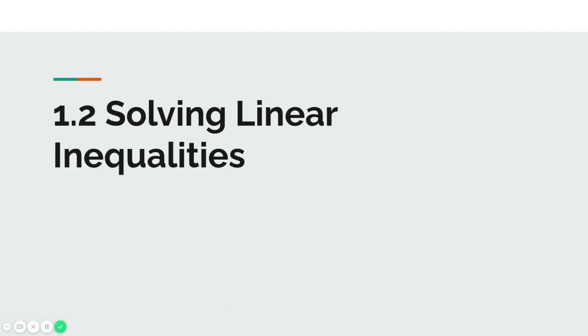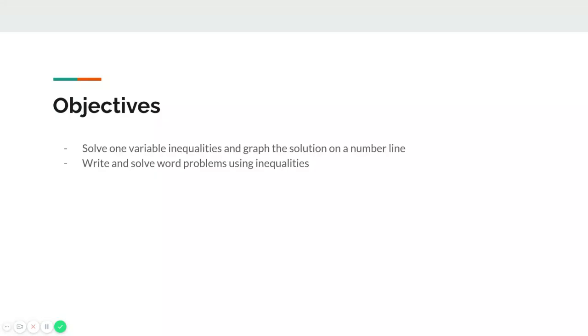Okay, from solving equations in section 1, we're going to move on to using some of the similar steps to solve linear inequalities. By the end of this lesson, you're going to be able to solve one variable inequalities and graph them on a number line. And we're also going to write and solve word problems using inequalities.